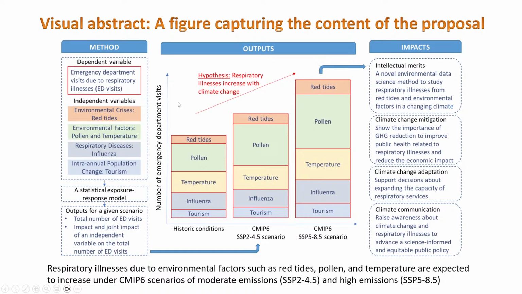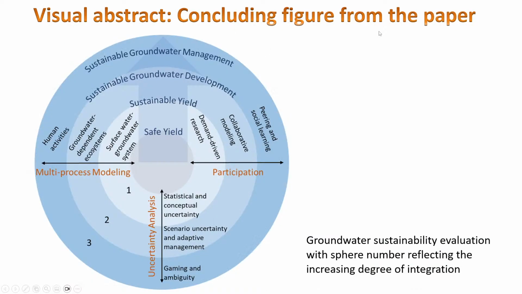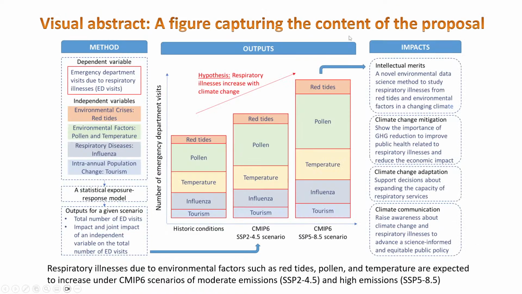Yeah. So here, this is a concluding figure, like the summary of the work. This is one showing the content of the work. So basically, here I'm showing this is the method. This is a similar example that I showed you before. So this is the method. This is the output of this work, and this is the impact or the importance of my work. So basically, this is the method that I'm using for the historic condition.